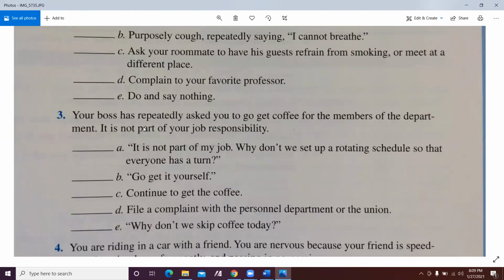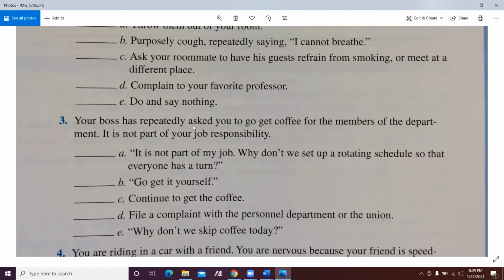Then third situation. Your boss has repeatedly asked you to go get coffee for the members of the department. It is not part of your job responsibility. Getting coffee for the members of the department is not a duty according to your job description, but your boss has repeatedly asked you to do that. Then what is your response? It is not part of my job. Why don't we set up a rotating schedule so that everyone has a turn?